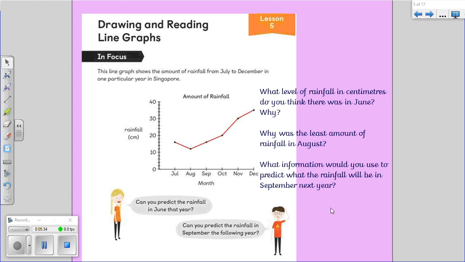So looking at this graph overall, what information would you use to predict what the rainfall will be in September next year? So if you were somebody who had to predict the weather for next year, what information on this graph would you use to predict the rainfall for September?